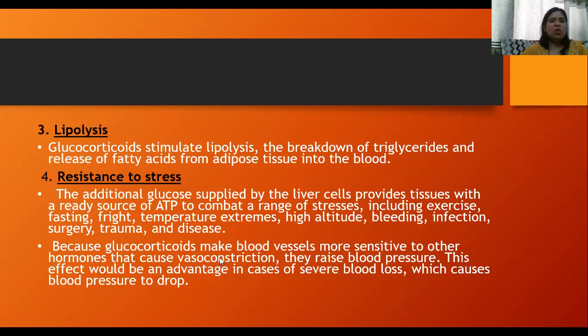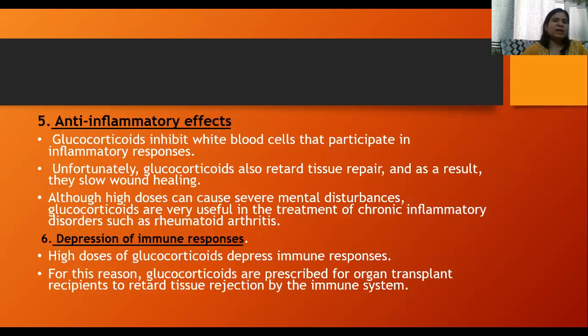And because the glucocorticoids make blood vessels more sensitive to other hormones that cause vasoconstriction, they raise the blood pressure also. This effect would be an advantage in case of severe blood loss, which causes blood pressure to drop. So it maintains the glucose level and it maintains the blood pressure, both. And it also has anti-inflammatory effects. The glucocorticoids inhibit white blood cells that participate in the inflammatory response. It also retards tissue repair and slows wound healing.